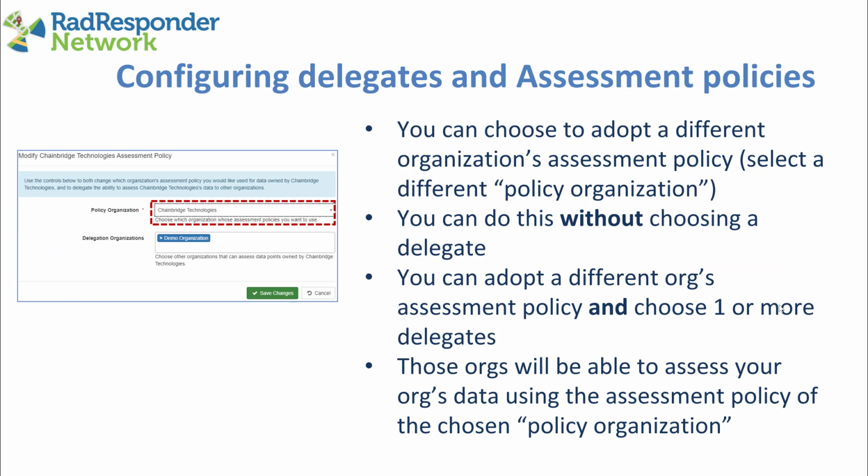When you select the blue manage button, it'll bring you to this configuring delegates and assessment policy page, where you can choose to adopt a different organization's assessment policy, and you can actually do this without choosing a delegate. In this case, you aren't giving anyone any special viewership or any special assessment abilities to your data. You're just running your data through a different policy. You can also adopt or choose one or more delegation organizations. When you do this, you're bringing them on and giving them viewership and assessment abilities as if it was their own data.